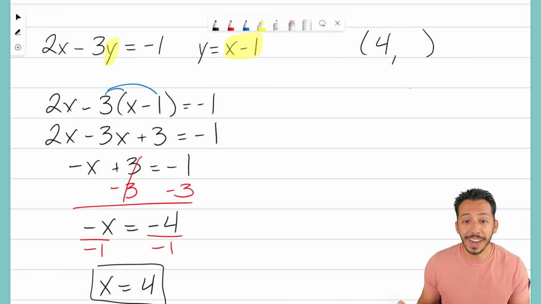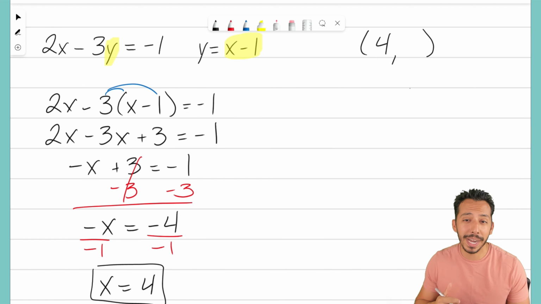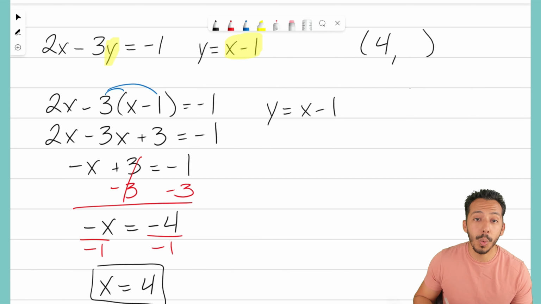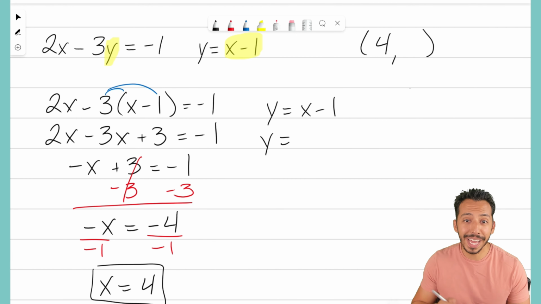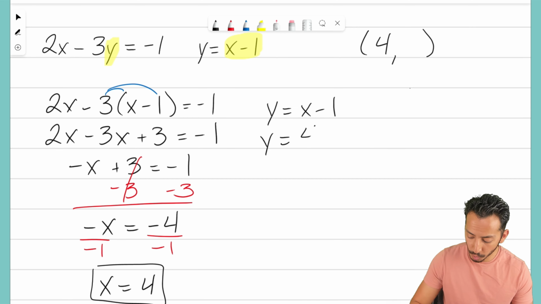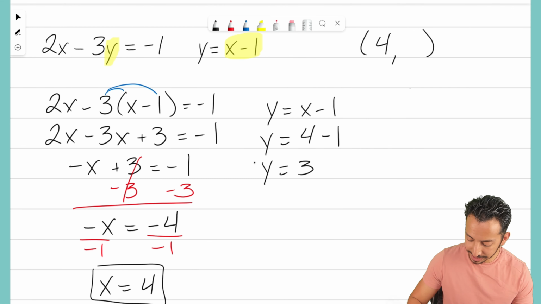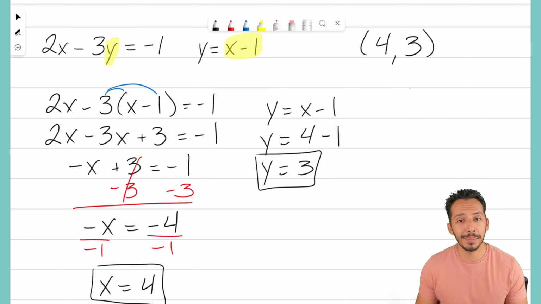Well, how can I find the y term? We have our second equation there, y equals x minus 1. That equation is going to tell us what y equals, because I now know what x equals. My x variable is 4. We just solved for that. So substitute the 4 in for that x value. I'm left with y equals 4 minus 1. That is 3. Our final answer for our ordered pair is (4, 3).